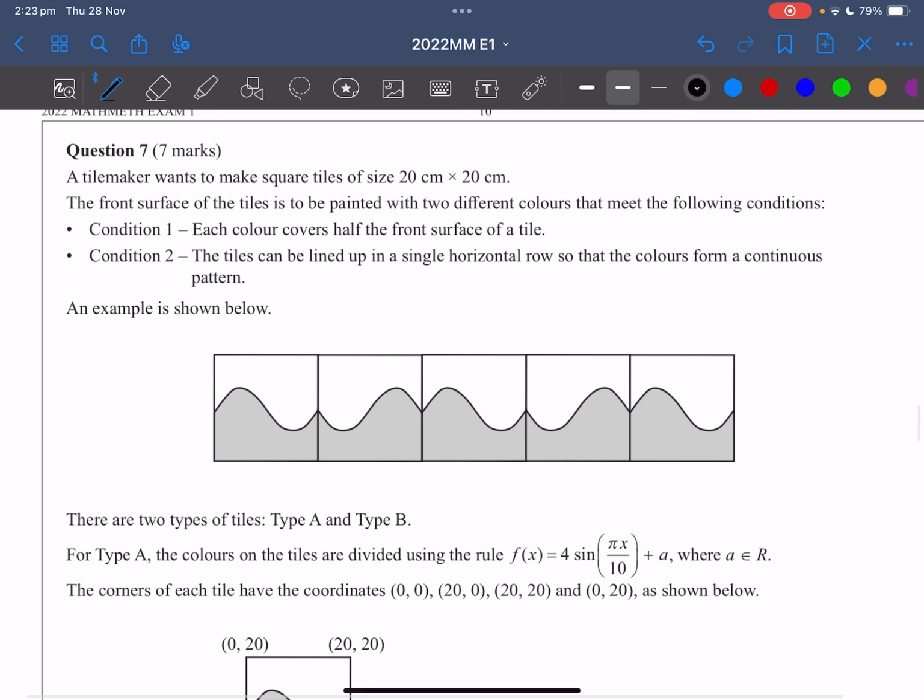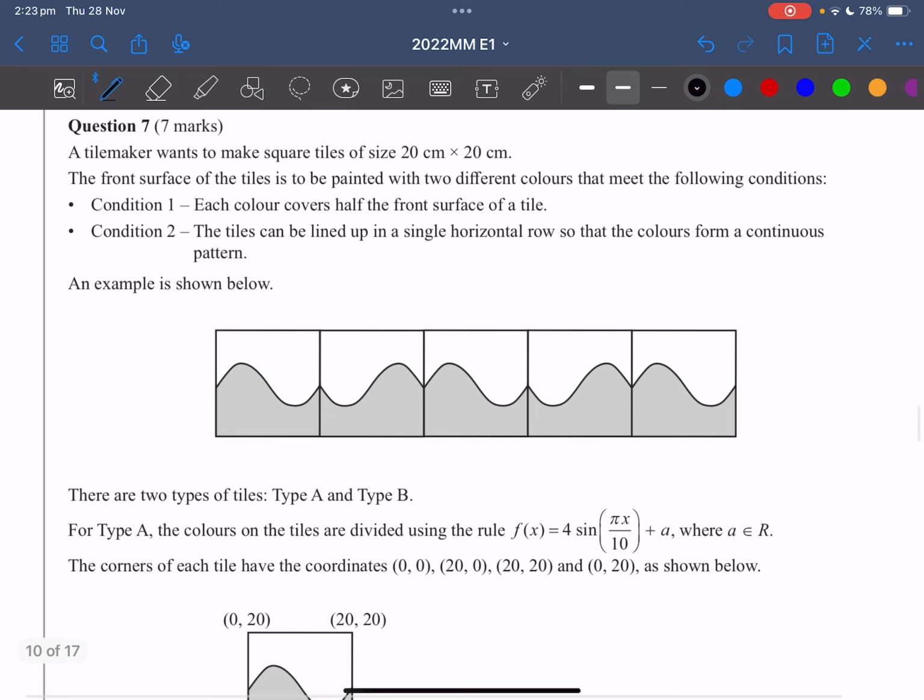A tile maker wants to make square tiles of 20 by 20 centimeters. The front surface of the tiles is to be painted with two different colors that meet the following conditions. Condition 1, each color covers half the front surface of the tile. Condition 2, the tiles can be lined up in a single horizontal row such that the colors form a continuous pattern. An example is shown below.